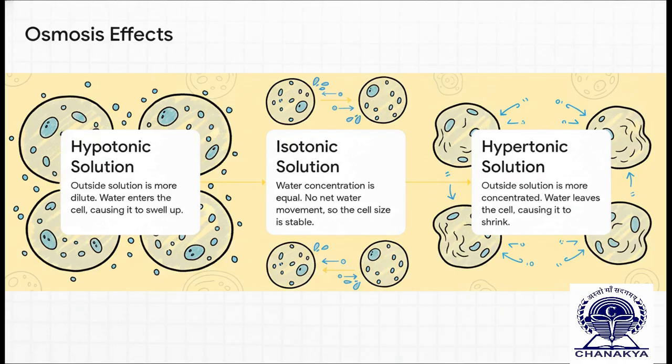As you can see here, if there's more water outside the cell, water rushes in and the cell swells up. But if it's the other way around and there's less water outside, water rushes out and the poor cell shrinks. The sweet spot is when the water concentration is the same inside and out. Then, everything's perfectly balanced. This one simple process is vital for pretty much every cell out there.